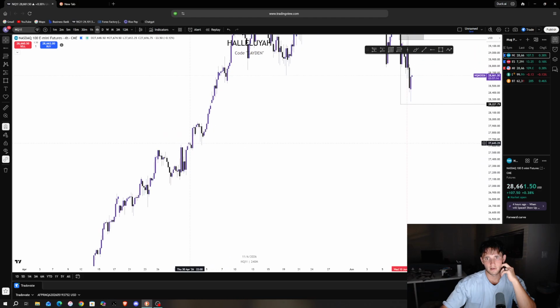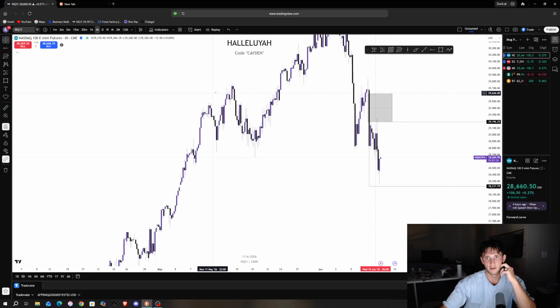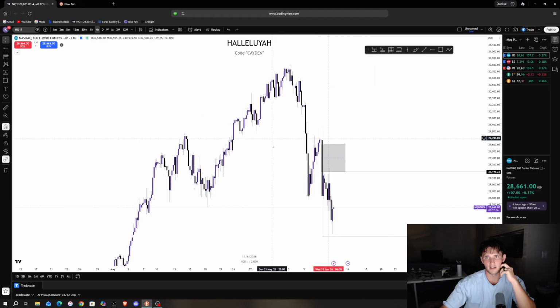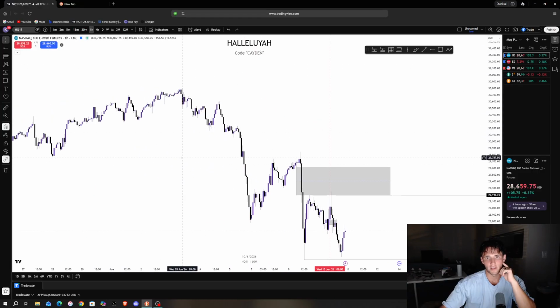That's a little choppy. Comes down, taps this imbalance, moves higher. Taps this imbalance, moves higher. Sweeps out this high, moves lower, takes out this low, moves higher. It's just how price works. You just got to get used to reading it on the lower time frame.